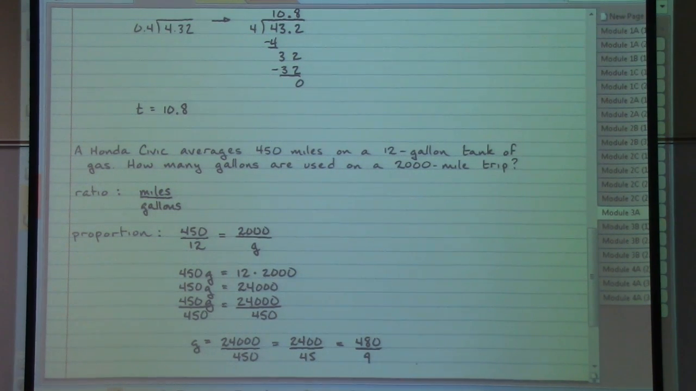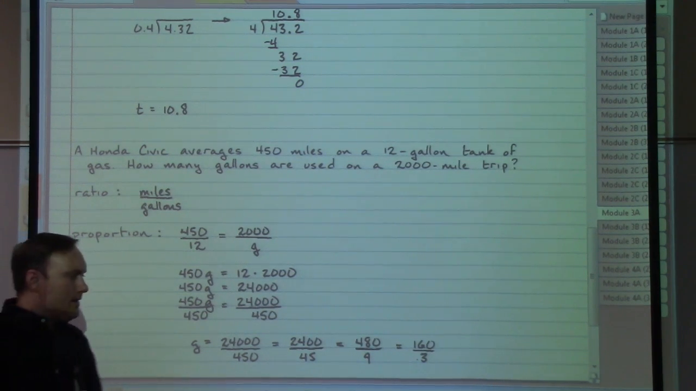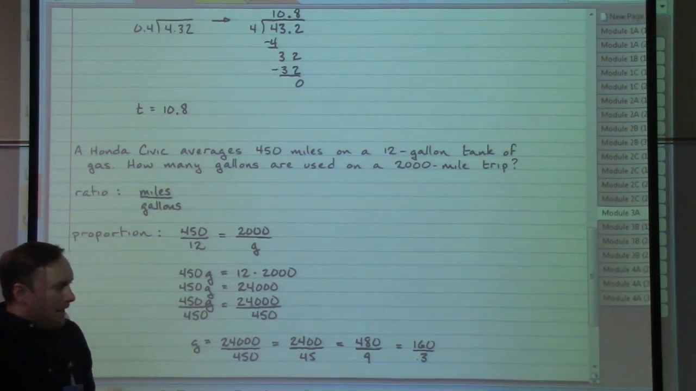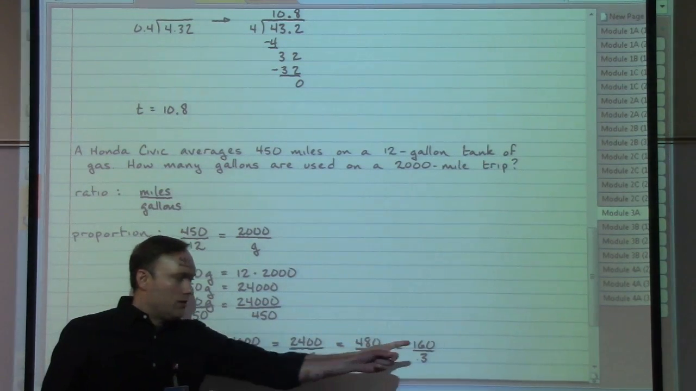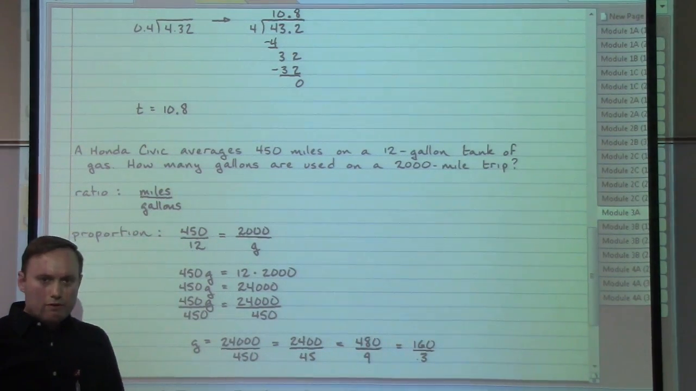Then you might say to yourself, well, wait a minute, I know 48 is divisible by 3, so that you would come up with 160 on the top. 9 divided by 3 gives me a 3 on the bottom. Any of these could be worked out. You just do the division in order to get your answer.